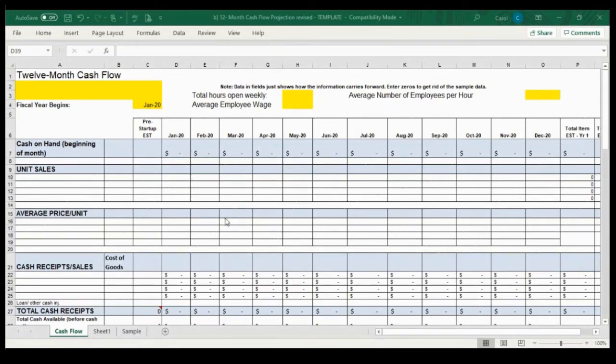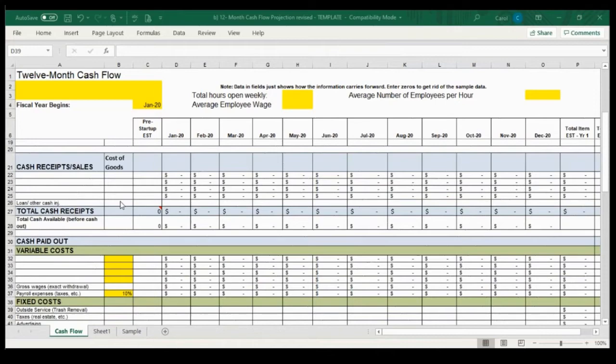The next section of our discussion focuses on the ongoing costs and income of running a business. To start with, we're going to look at the fixed costs, and we're going to look at the 12-month cash flow spreadsheet that you would have received as part of the training materials.